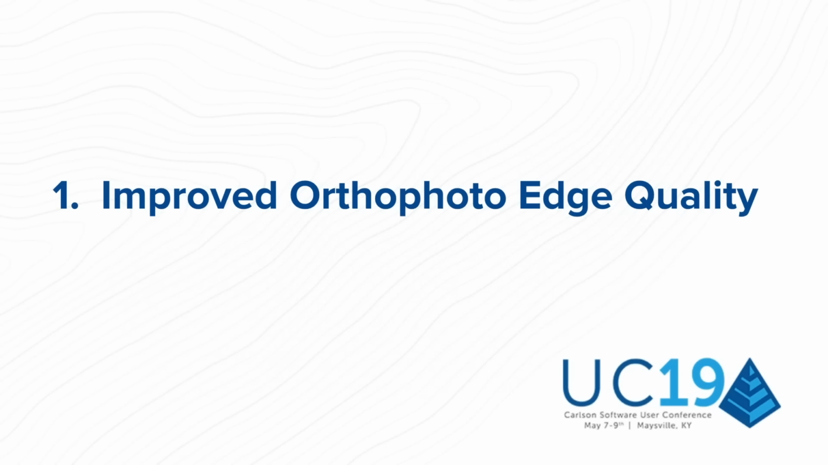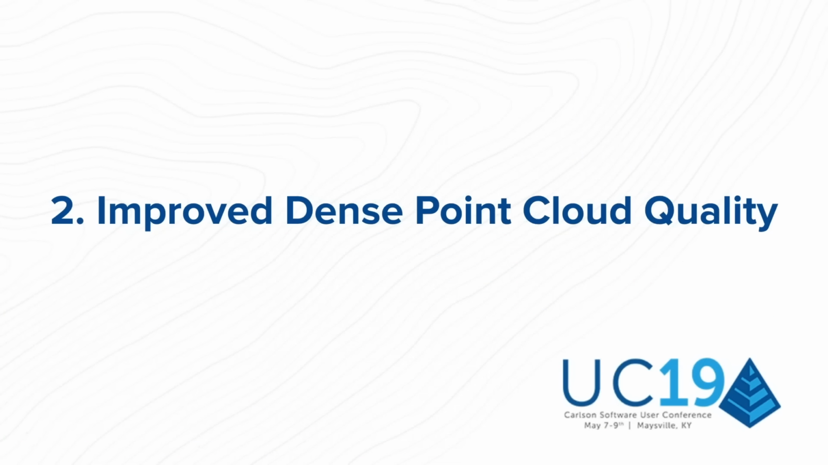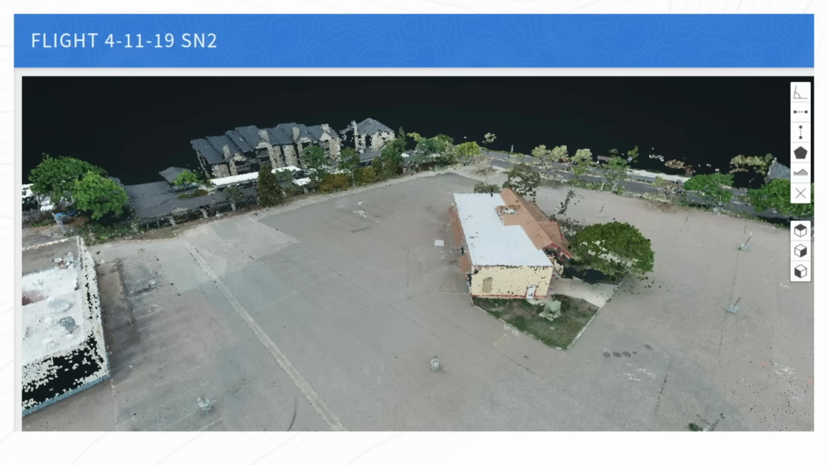So we've got improved orthophoto edge quality. You can see here, looking at these high-walled buildings, you can see the edges of the buildings much better, much crisper. We've got improved dense point cloud quality.